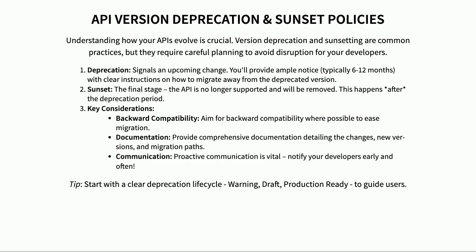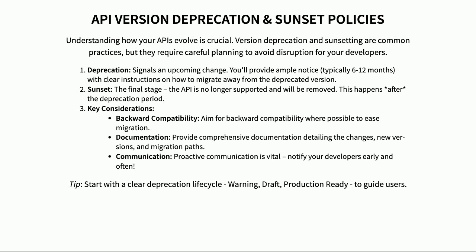Okay, let's talk about how APIs change over time. Specifically, we're looking at version deprecation and sunsetting policies. Think of deprecation as a warning sign. It tells developers that an API version is going away soon. You'll usually give them plenty of advance notice, around 6 to 12 months, with clear instructions on how they can switch to a newer, supported version.